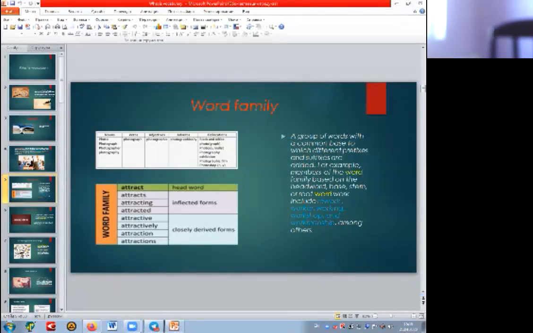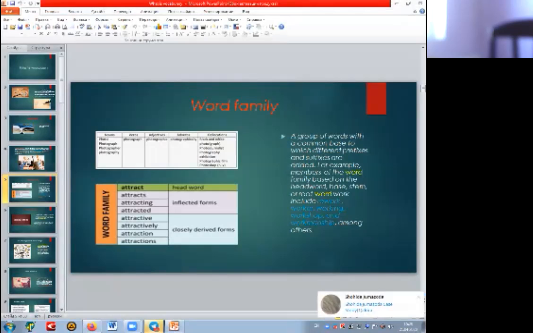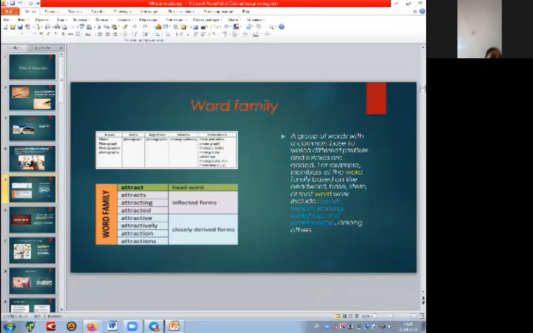Here you can see another definition: a group of words with a common base to which different prefixes and suffixes are added. For example, the members of the word family based on the head word, base, stem, or root. For example, rework, worker, working, workshop, and workmanship. In this example, you can see that work is the main word.